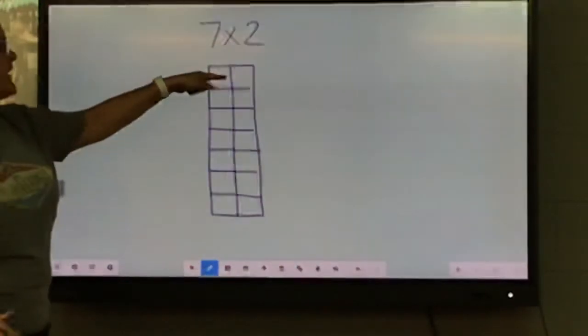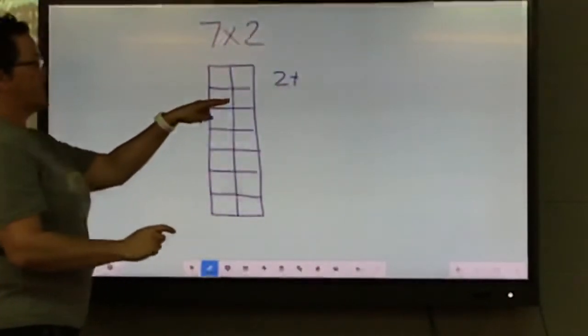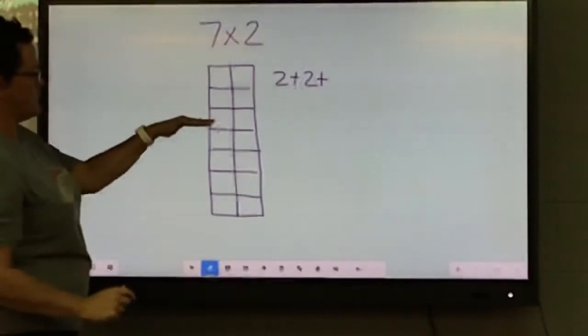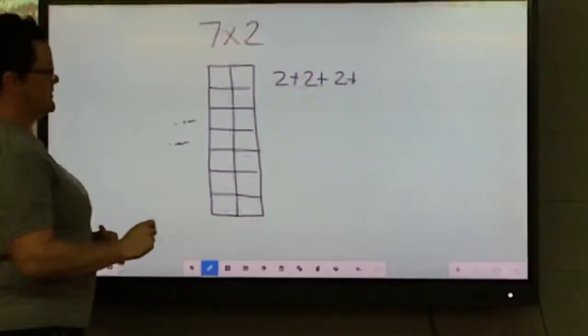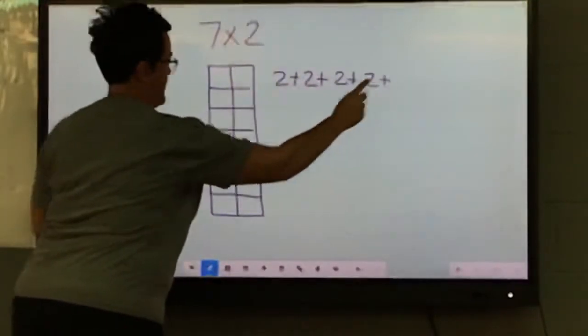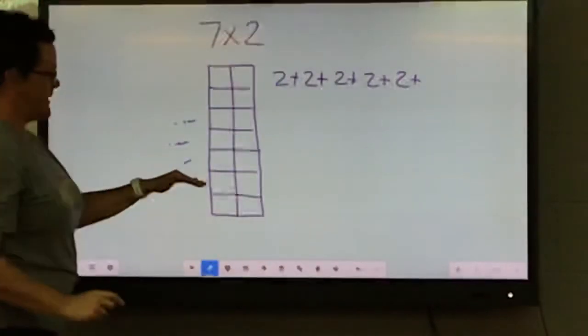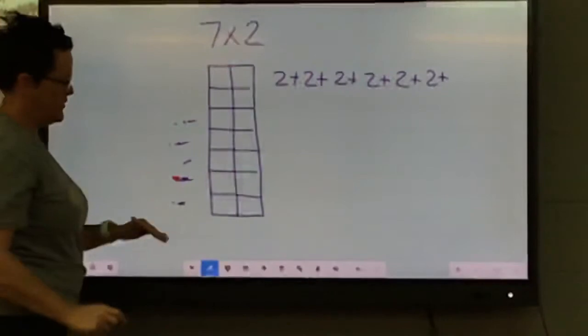How many do we have here? 2. Plus how many here? 2. Plus how many here? 2. Plus how many here? Plus how many here? Plus how many here? 2. And in our last row? 2.